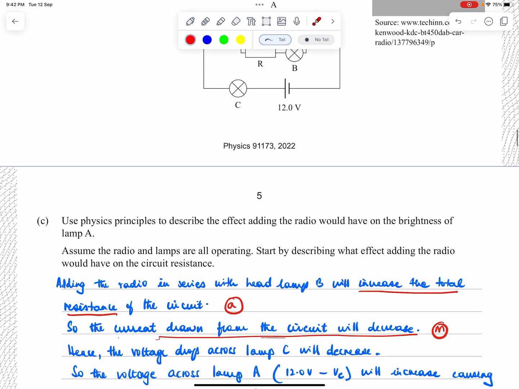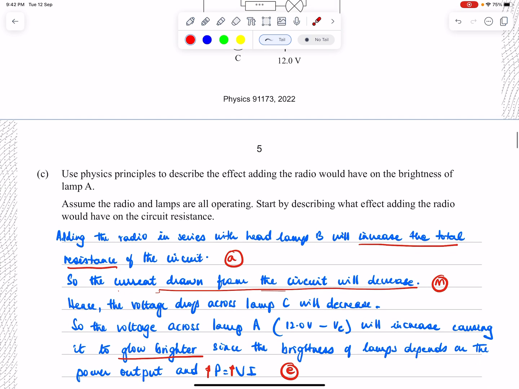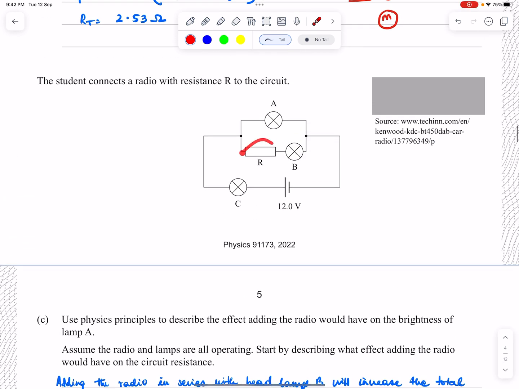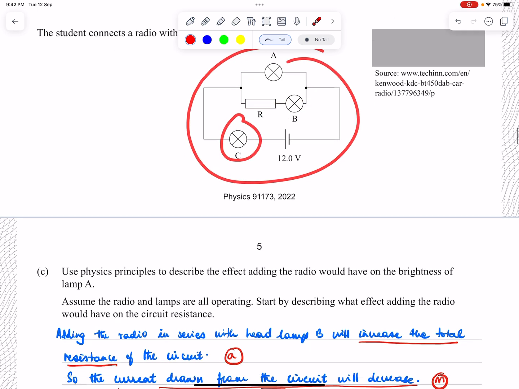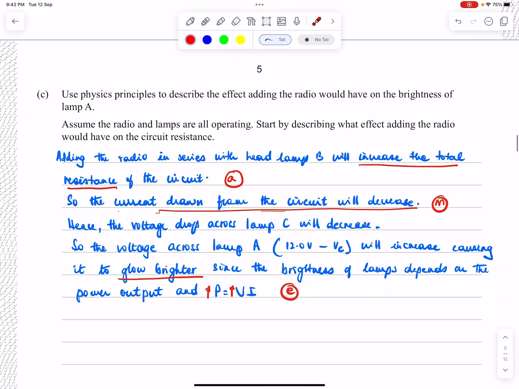Use physics principles to describe the effect adding the radio would have on the brightness of lamp A. Assume the radio and lamps are all operating. Start by describing what effect adding the radio would have on the circuit resistance. So adding a radio here will mean the resistance of that branch is increased. So the total resistance of the parallel has increased, and therefore the total resistance of this whole thing would have increased. So if the resistance increases, then the current drawn from the circuit will decrease.